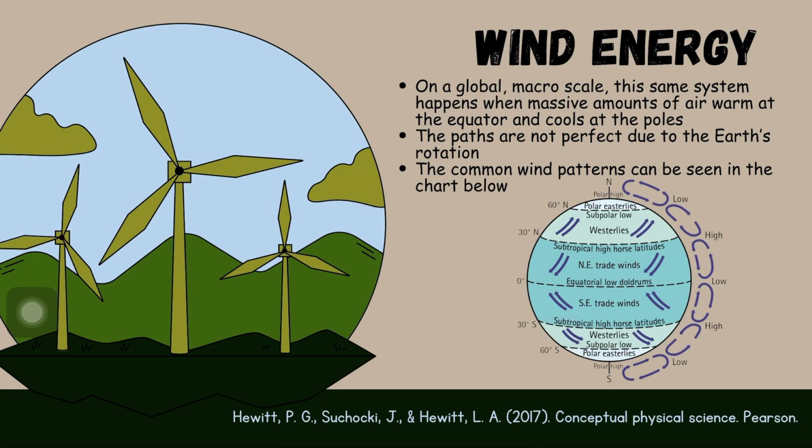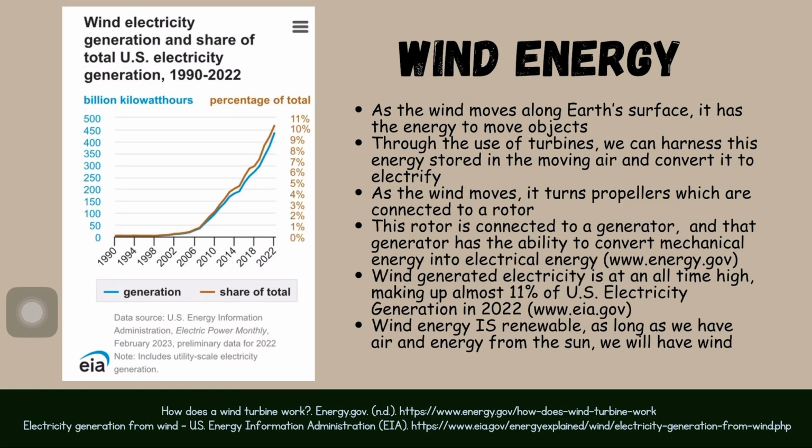And then here is an inserted image from the text that highlights those cells and where we see those low and high pressure systems. Wind energy has obviously been incredibly on the rise. As the wind moves along Earth's surface, it has the energy to move objects, and we harness it through the use of turbines. So the big windmills that you see, as the wind moves, it turns propellers. The propellers are connected to a rotor, and the rotor is connected to a generator. That generator converts the mechanical energy of the movement into electrical energy that is able to be stored, transported, and used at a different time.